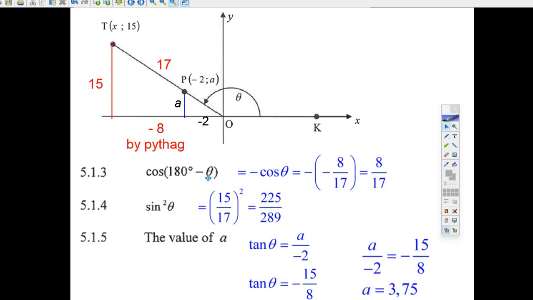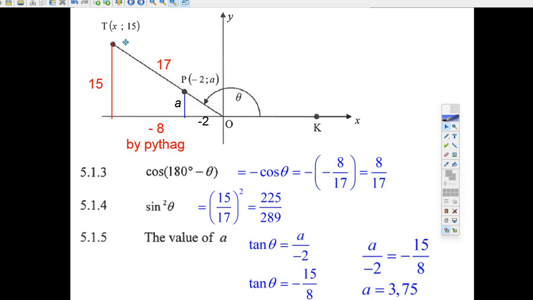The cosine of 180 degrees minus an angle. Well, first you have to go to 180 degrees minus theta. That's here. Don't get confused with this theta. 180 degrees minus theta is right here in this quadrant, the second quadrant, and it's negative there in the second quadrant.